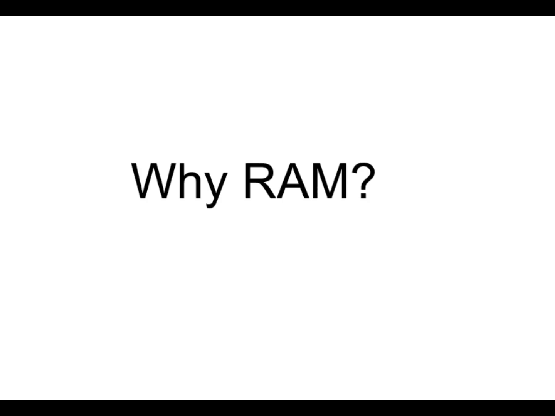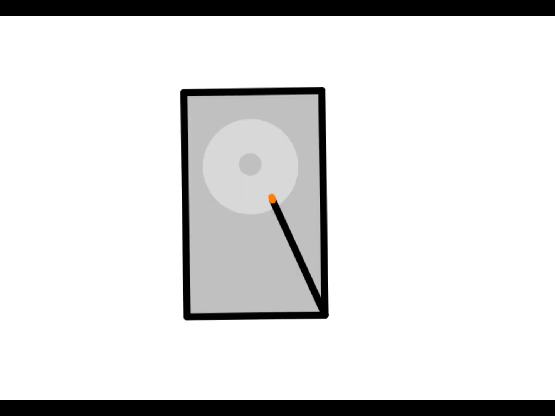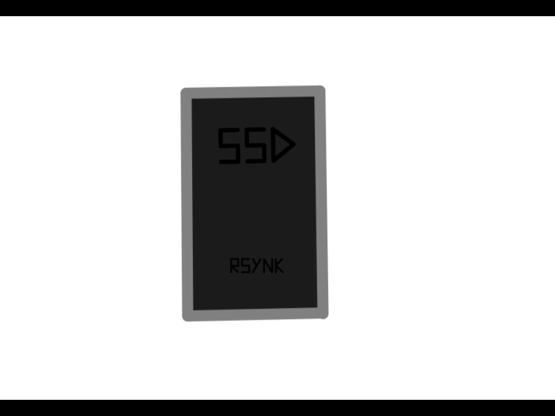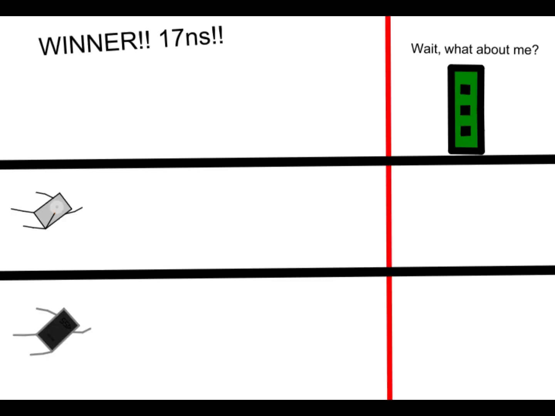But why use RAM? Aren't there other forms of storage, like hard drives or SSDs? Well, now it's time for us to discuss RAM versus regular storage. Regular storage is mostly mechanical, unless it's an SSD. These storage types usually take a few milliseconds to access data, but that's too slow for the processor in a computer. That's where RAM comes in.